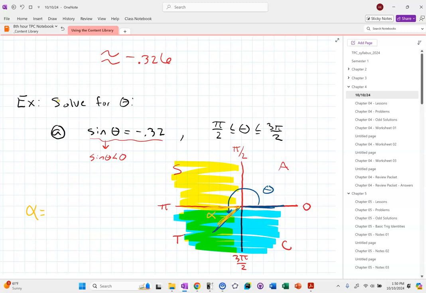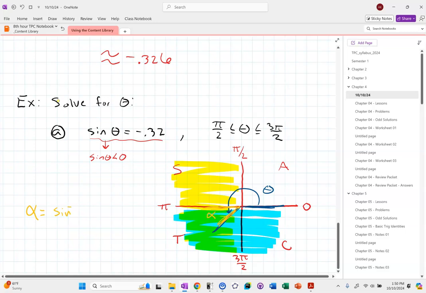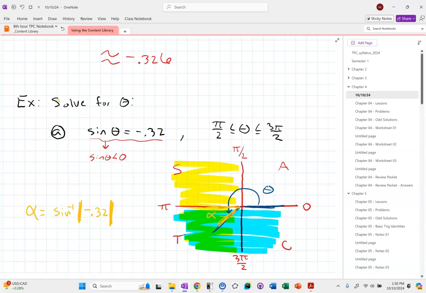The way we're going to find alpha is always the inverse function of the absolute value of our problem. So we're going to do sine inverse of the absolute value of negative 0.32. Always the same way. Always between the x-axis and the terminal side. Everybody feel okay?